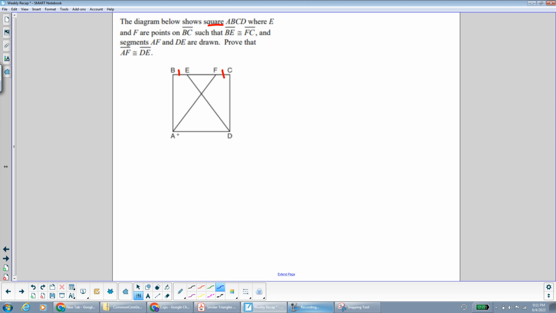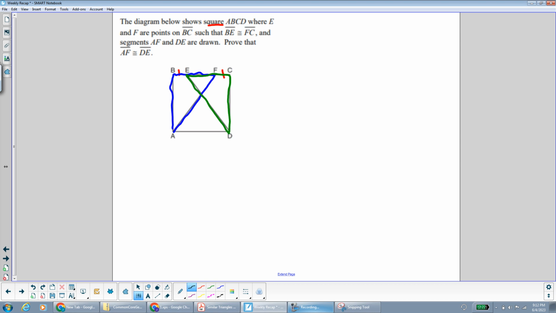So notice that AF is a side of this triangle over here, and DE is the side of this triangle over here. So a lot of times in quadrilateral proofs, it comes down to proving triangles congruent or similar. Since I want to prove AF congruent to DE, I don't want to prove a proportion or a product. I want to prove sides of the triangles congruent. That tells me this is going to be CPCTC. Corresponding parts of congruent triangles are congruent. So before I can use that, I first need to prove the triangles congruent to each other.